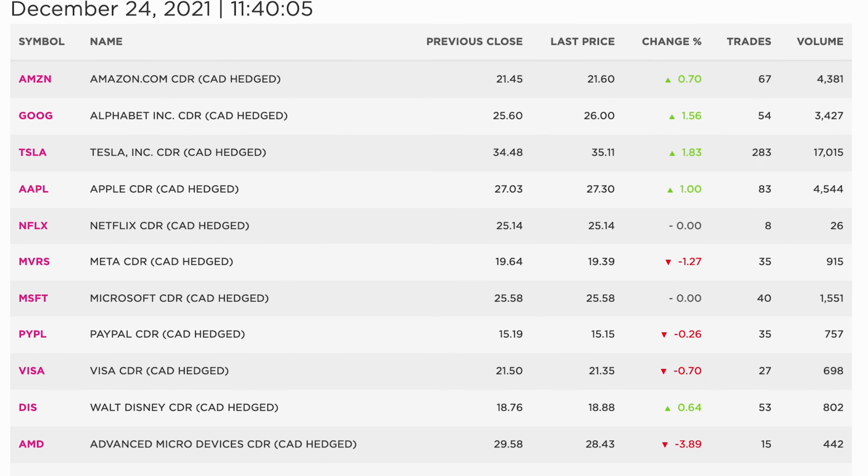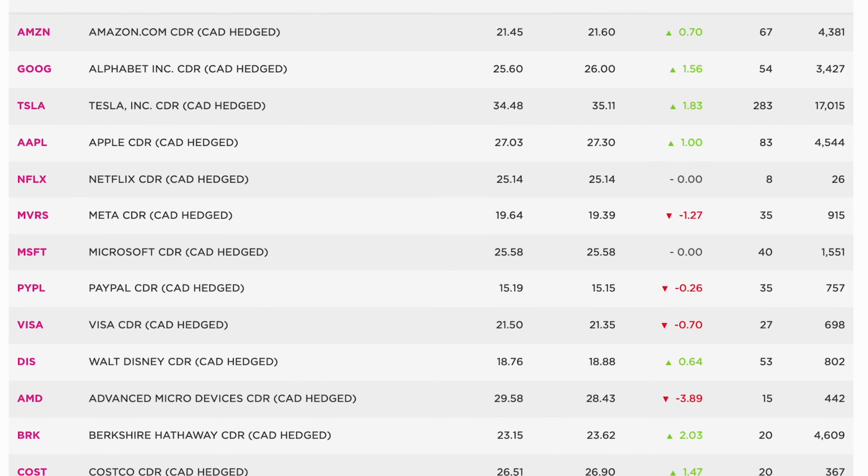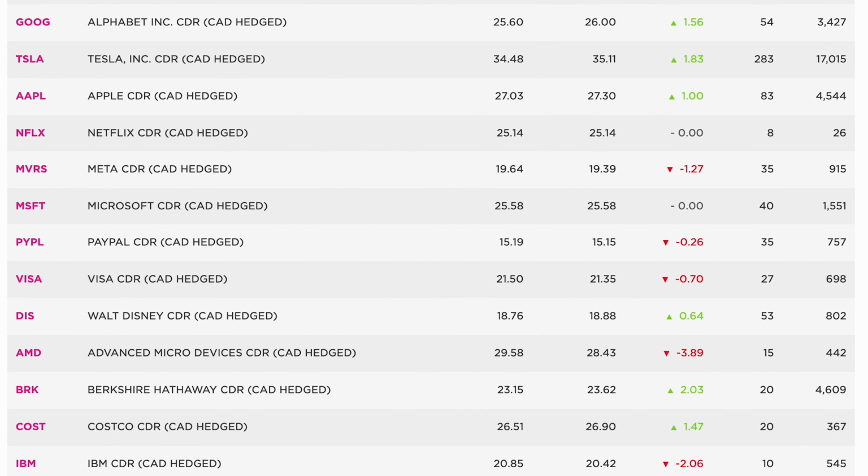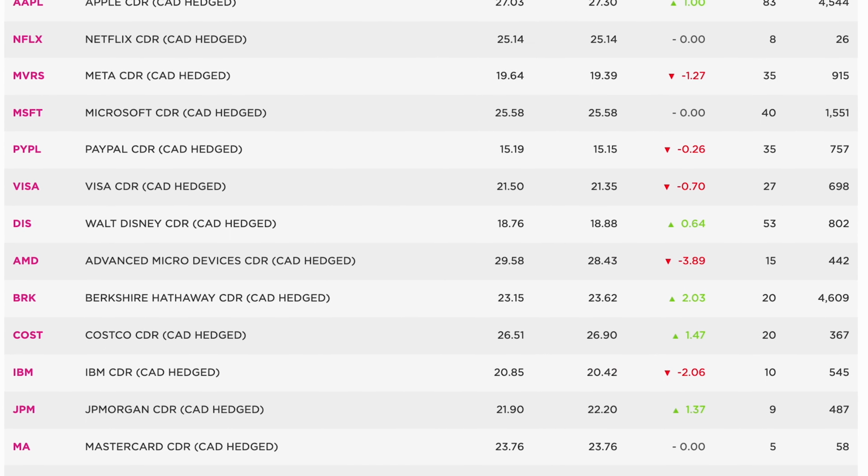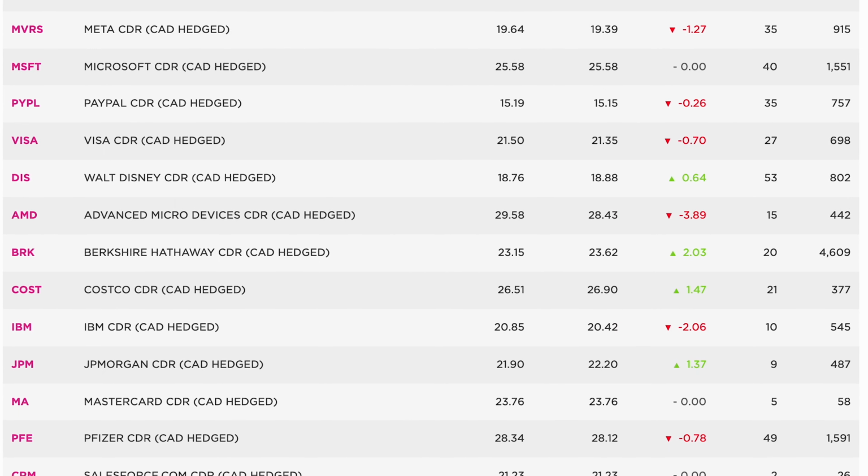These are Amazon, Google, Tesla, Apple, Netflix, Meta, Microsoft, PayPal, Visa, Walt Disney, AMD, Berkshire Hathaway, Costco, IBM, JP Morgan, MasterCard, Pfizer, and Salesforce. And there are 4 different criteria that the stocks have to meet.